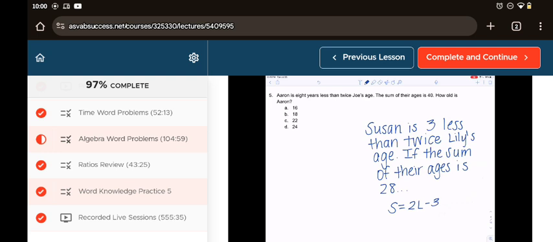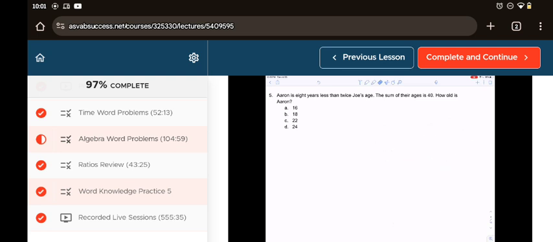And then the second half? Susan plus Lily equals 28. Excellent. Okay, we're getting better. Let's do it again. Once you get this part, the other part won't be so bad.